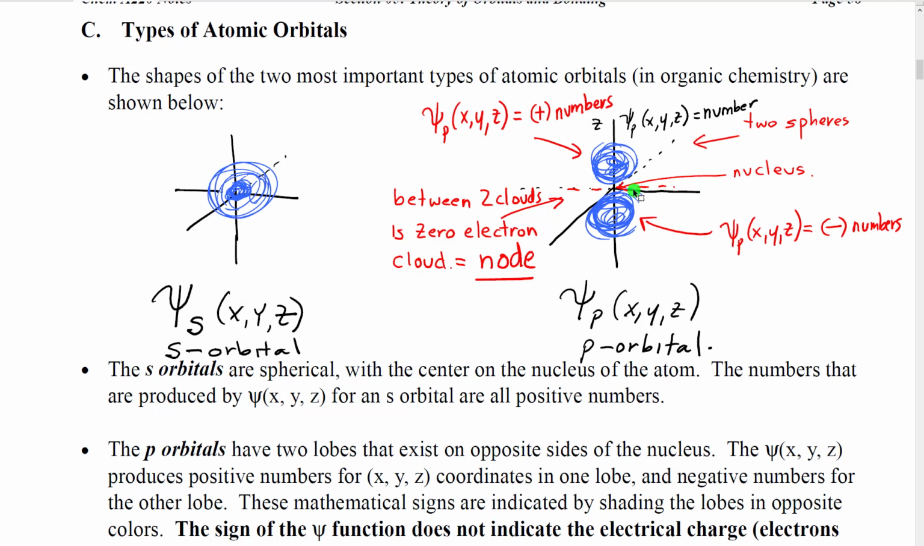We have a name for this in these clouds. We call it a node. And importantly, nodes represent a place where the mathematical sign of the numbers goes from positive through 0 to negative, just like they would do on a number line.